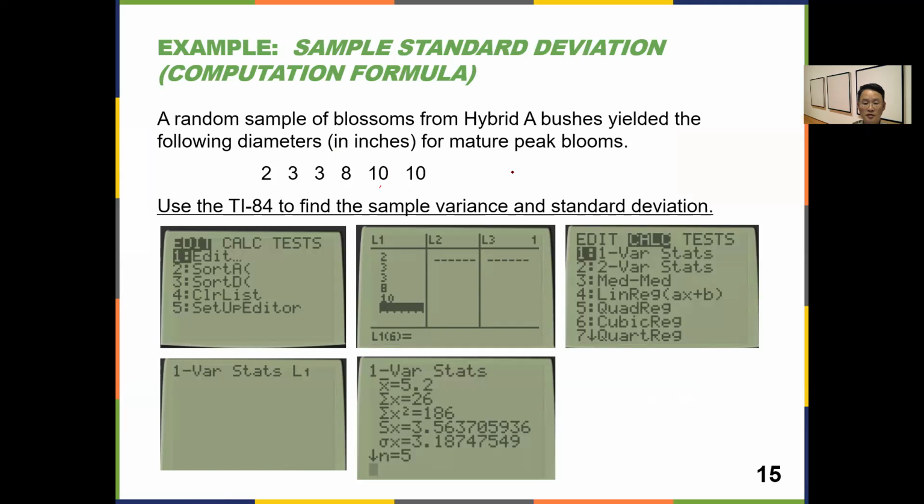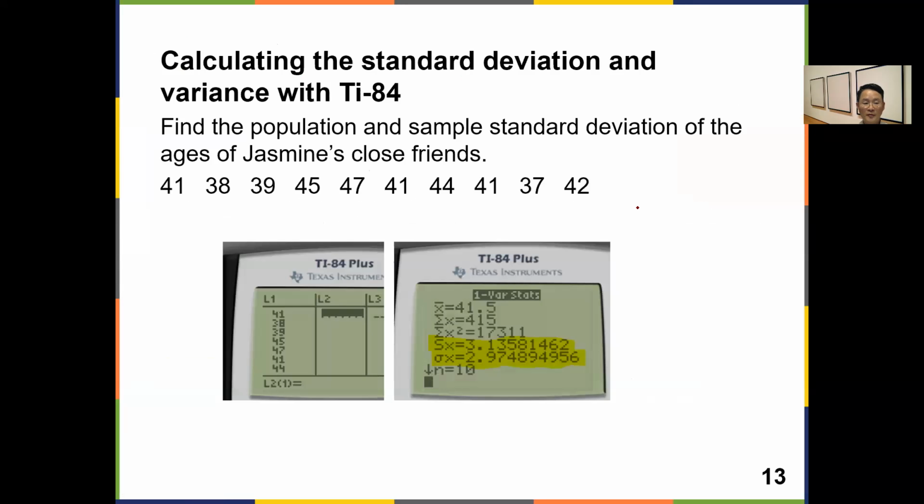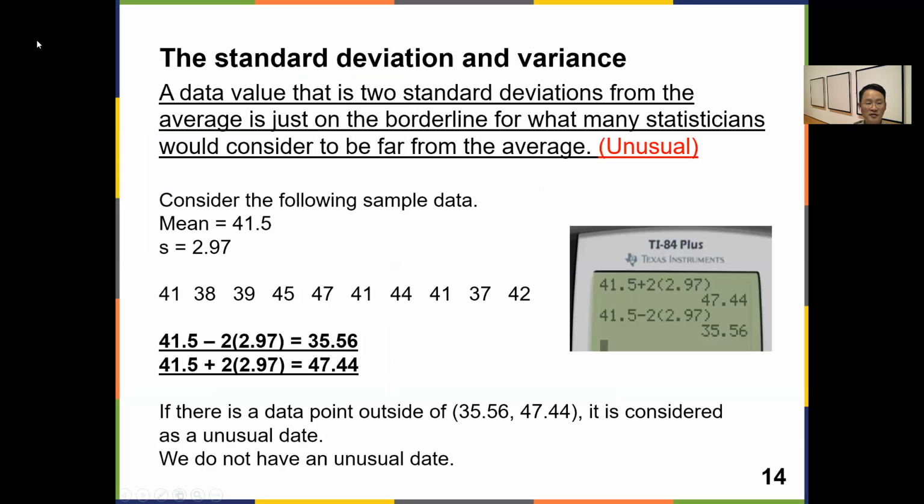Okay, so we talked about this. And let's say, using the TI-84, find the population and sample standard deviation for the following data points. So it's the same thing, right?